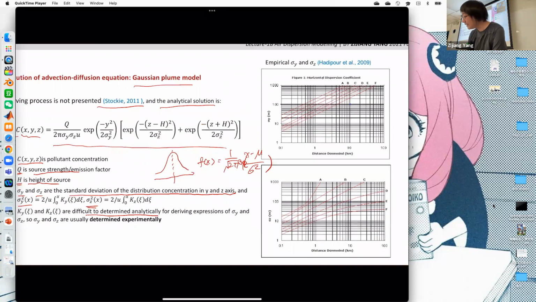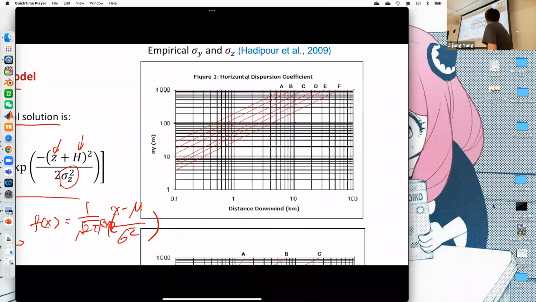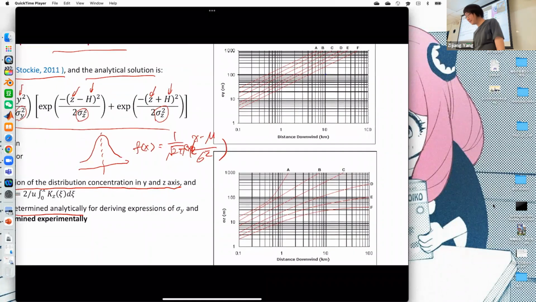So in this equation, Q is a constant, which is easy to obtain. 2 pi are constants that we know, and U is the wind speed, which is easy to measure. We have the y and z here, which are the coordinates, and we already know them. And for the H, it can also be observed or obtained. So the only things that we do not know are the sigmas, which we usually determine empirically. So here are some graphs of sigma y and sigma z over different distances.